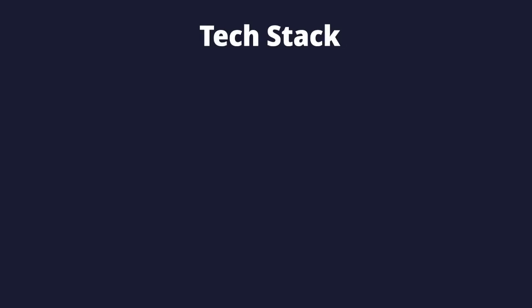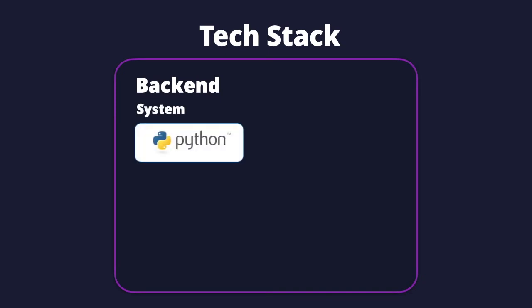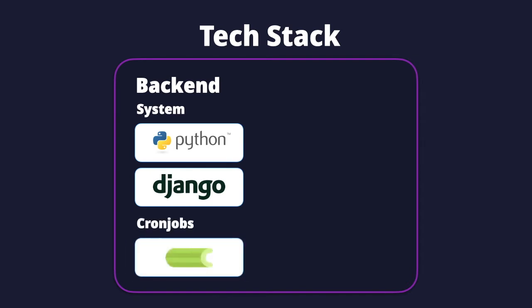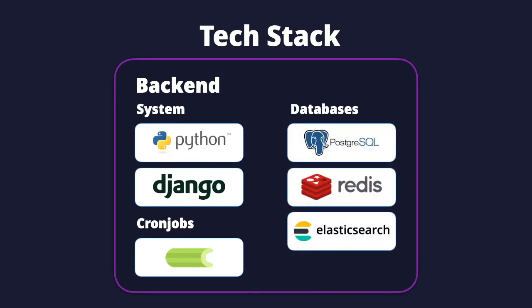Okay, let's start with the technologies we use. And here we start with the backend. Grape is written in Python with the famous Django framework. We also use a popular Python library called Celery for asynchronous tasks like sending emails, push notifications, syncing with Active Directory and stuff like that. So we have different task queues. We have 3 databases, Postgres, Redis and Elasticsearch, and I'll tell you later what they're used for.